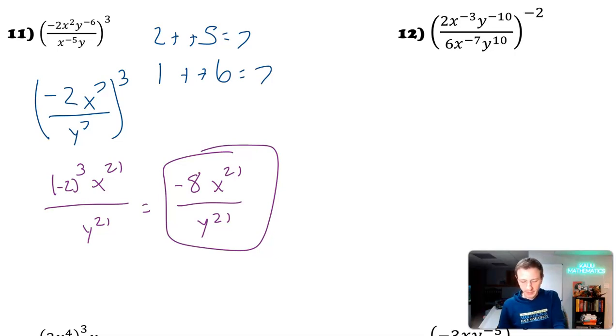Number 12, I have a fraction being raised to a negative exponent, the whole entire fraction. So let's flip and then make this a positive just to knock that out. And you could knock out a couple steps at one time, but I'm just going to take it step by step.